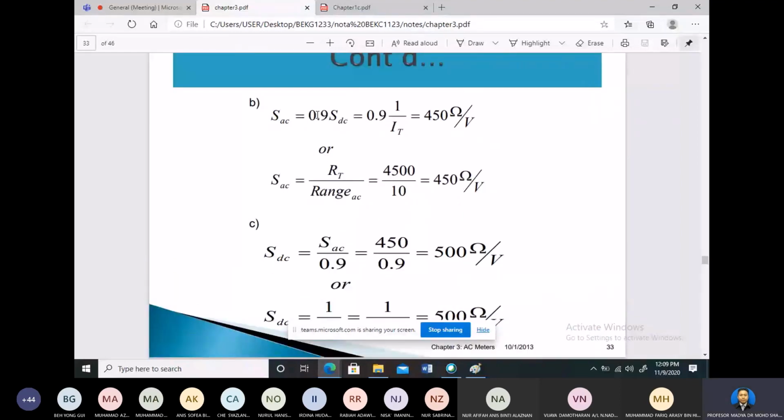So for the full wave rectifier, the constant value here will be 0.9. For the half wave rectifier, the value here is 0.45. The rest is the same formula. Okay, alright, class.